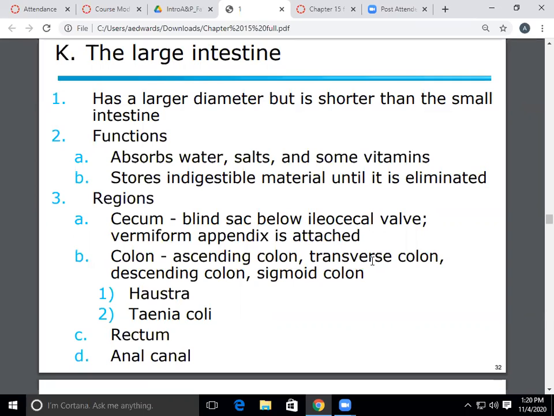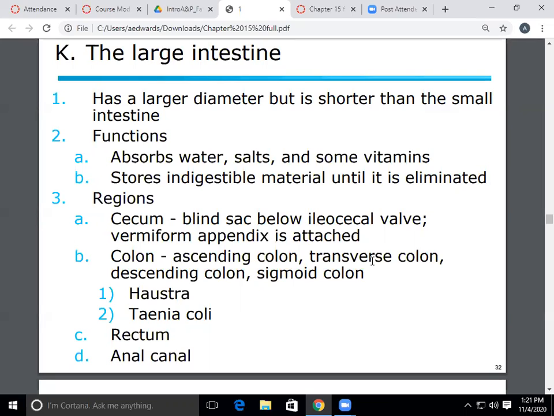So its role is to absorb water, different salts, some vitamins, and store food that you can't digest until you're able to eliminate it, right? So regions of the large intestine include the cecum. Okay, so it's basically a blind sac. It basically just means it's right by the ileocecal valve. Your appendix is attached there.